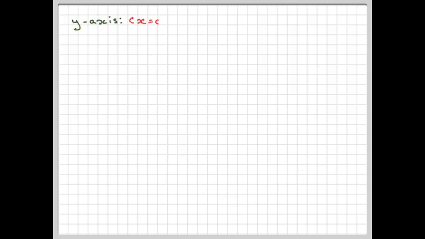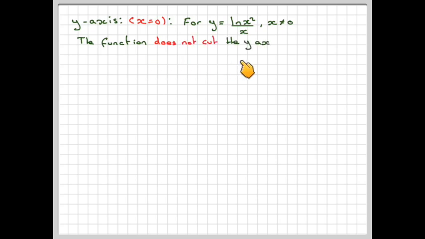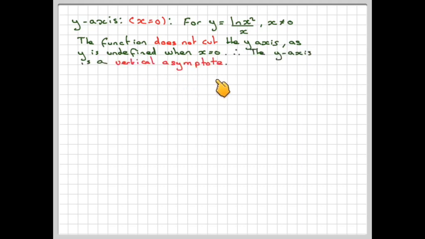For the y-axis, x is equal to 0. For y is equal to ln of x squared over x, x cannot be equal to 0. The function does not cross the y-axis as y is undefined when x is equal to 0. Therefore, the y-axis is a vertical asymptote.